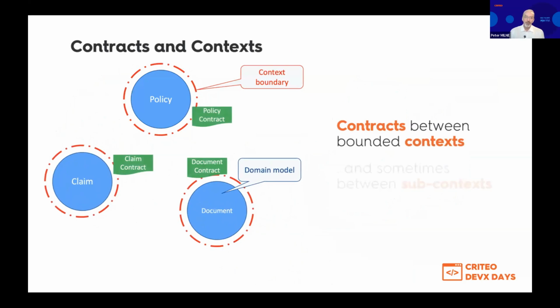So what you do is you surround a bounded context by one or more software contracts, sometimes between subcontexts. The contracts specify the interfaces to the bounded context. Does this make sense? I hope so.